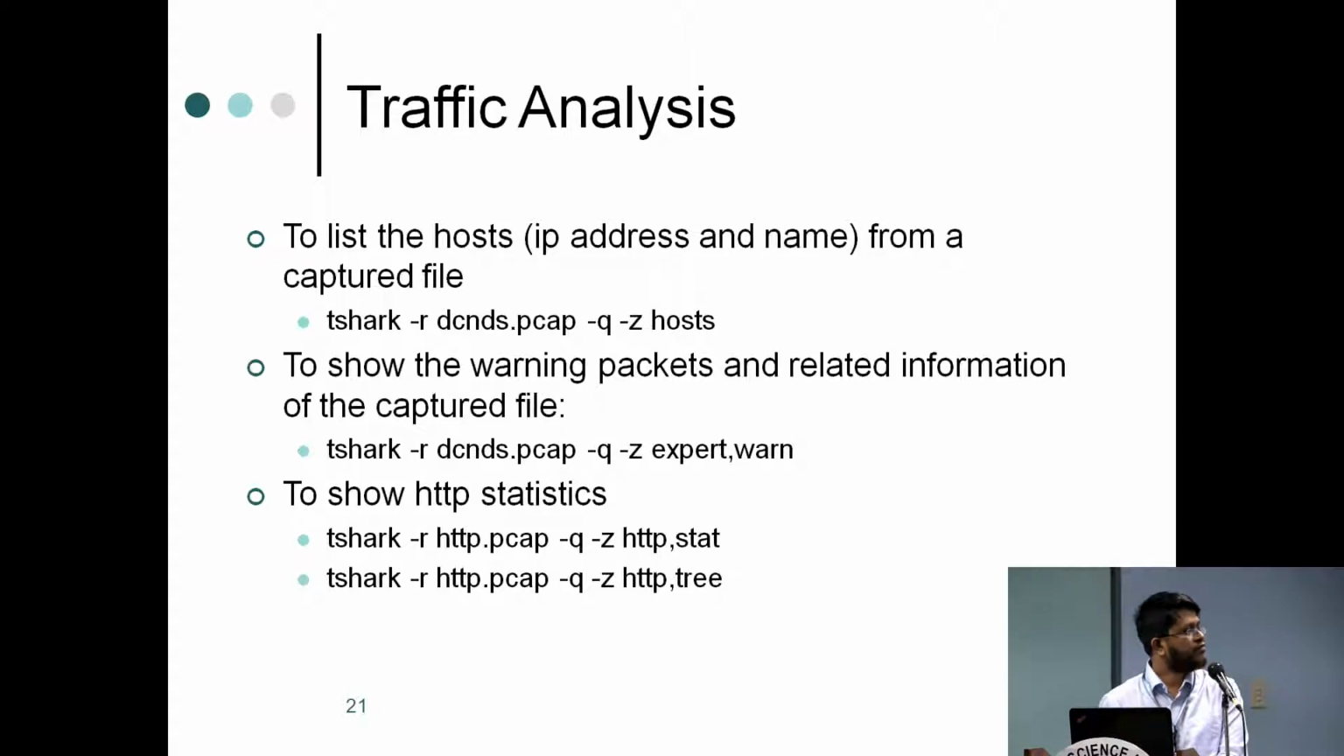Now for traffic analysis, we have different options. The first thing is we want to list the host IP addresses and names from a captured file. Once we capture, we want to see how many hosts are there in this particular capture. The command is -r DCNDS, which is reading the DCNDS capture, and we are saying -q -z hosts. That means we want to see the list of hosts from the capture.